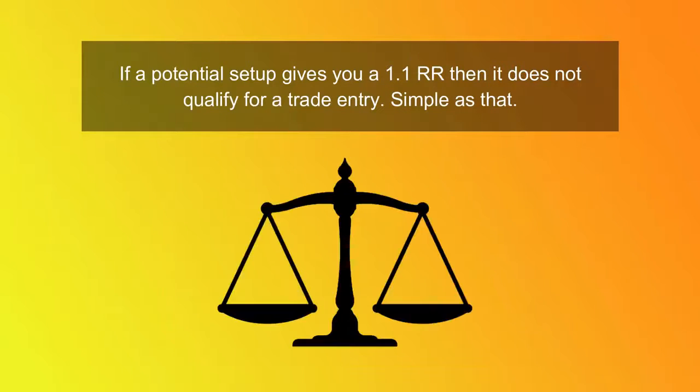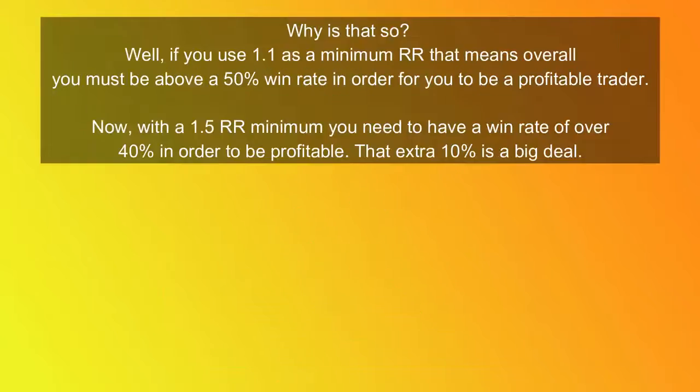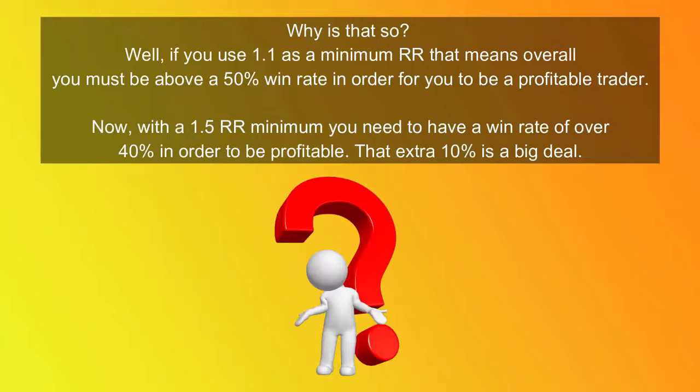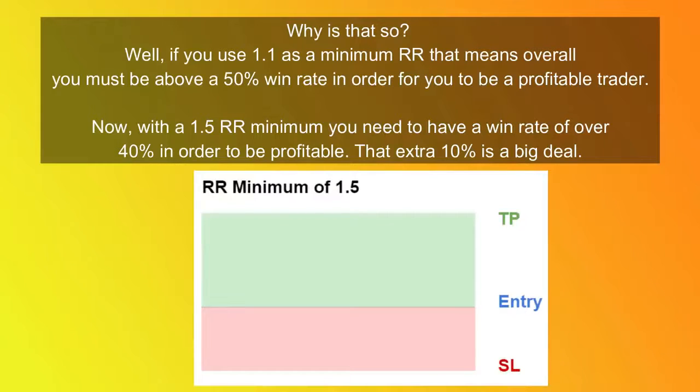If a potential setup gives you 1.1 risk to reward, then it does not qualify for a trade entry. Simple as that. Why is that so? Well, if you use 1.1 as a minimum risk to reward, that means overall you must be above a 50% win rate in order for you to be a profitable trader. Now, with a 1.5 risk to reward minimum, you need to have a win rate of over 40% in order for you to be profitable. That extra 10% is a big deal.